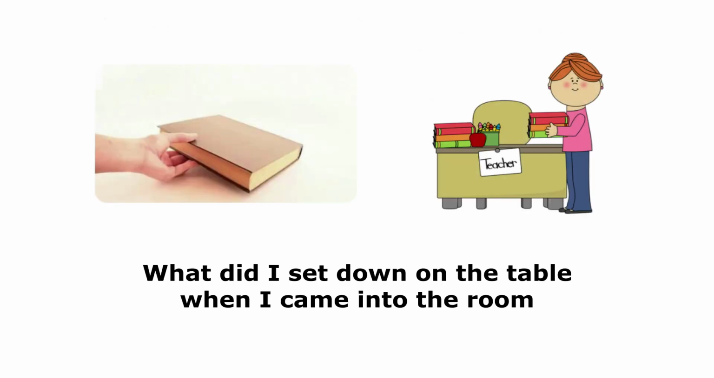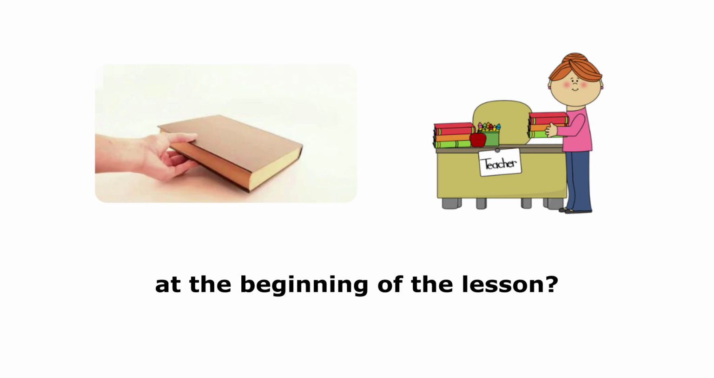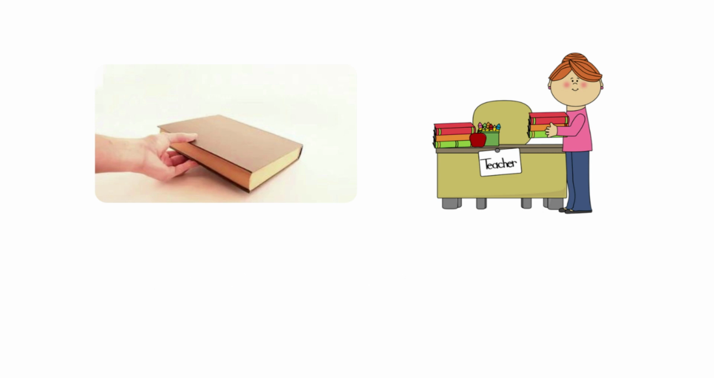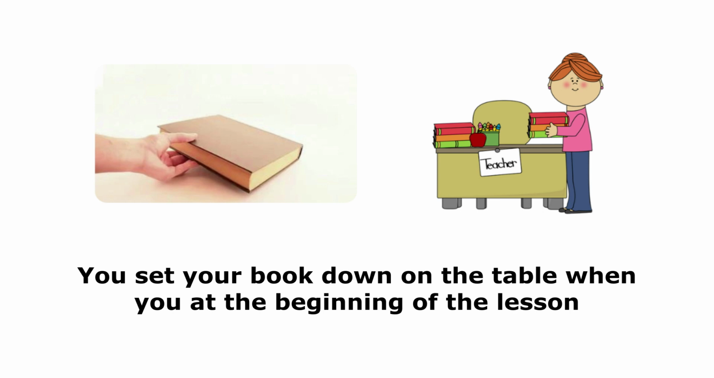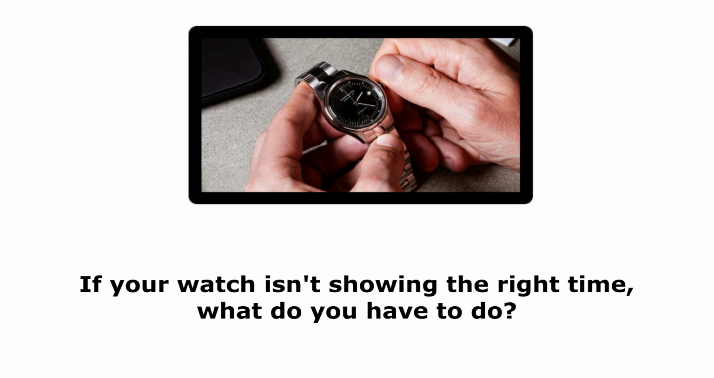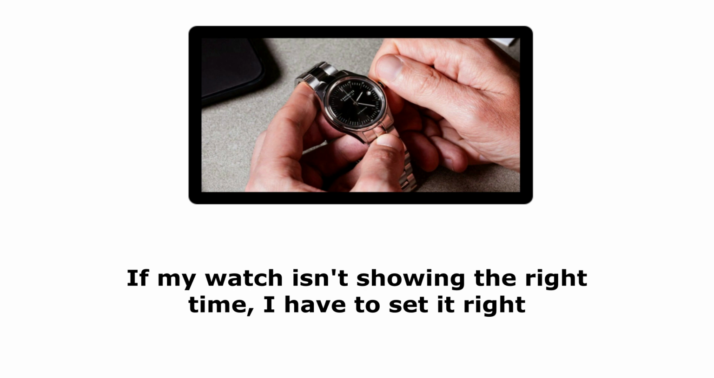What did I set down on the table when I came into the room at the beginning of the lesson? You set your book down on the table when you came into the room at the beginning of the lesson. If your watch isn't showing the right time, what do you have to do? If my watch isn't showing the right time, I have to set it right.